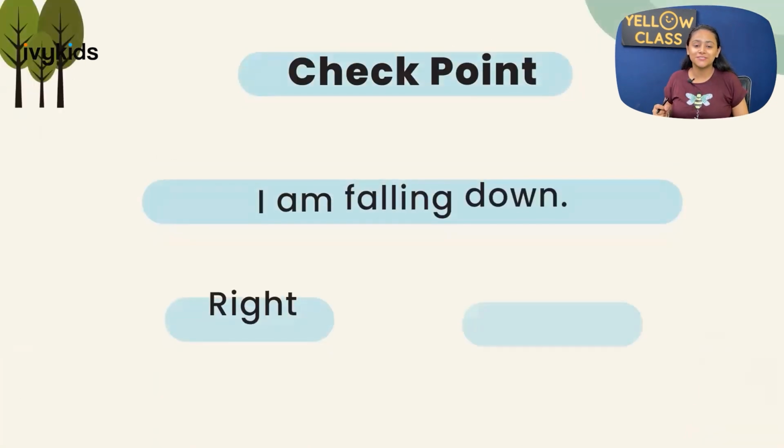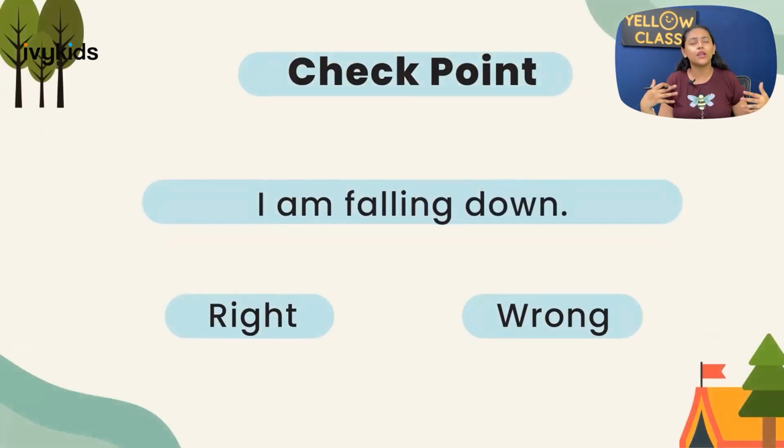Next checkpoint. I am falling down. I'm falling down. Right or wrong? R or W? Come on, everybody. R or W? Right or wrong? I am falling down. If you think the sentence is correctly formed, then go for R. Otherwise, write W because it's wrong. Think and answer. I know my YC kids can answer it, but yeah, still, I want to actually see how many of you get it correctly.